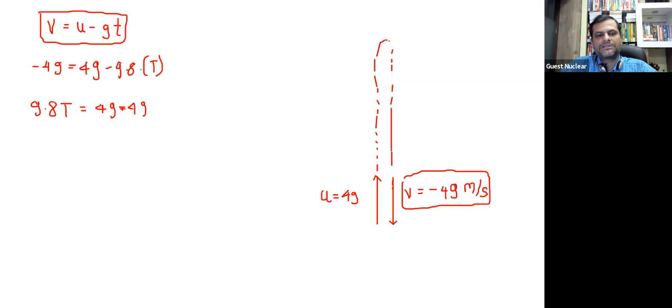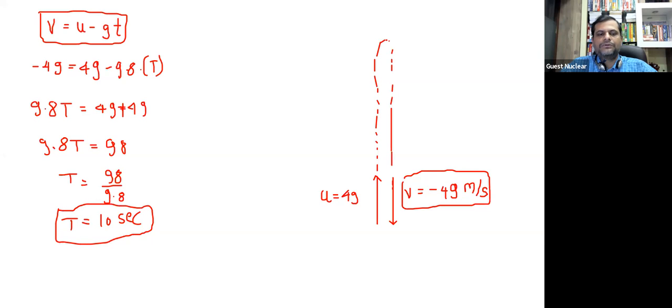So that we can get 9.8 into t is going to be actually equal to 98. So that we get capital T is equal to 98 divided by 9.8, which happens to be simply 10 seconds. Correct है? Okay, no doubt. तो इस तरह से हमने ये निकाल लिया. Yes.